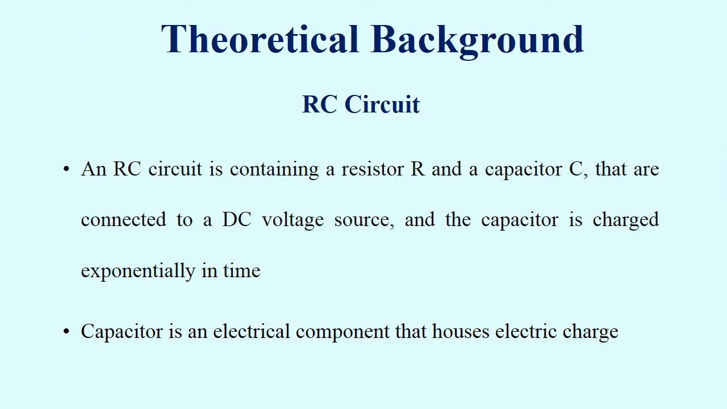Firstly, we have to look at the theoretical background of this experiment. So, what is the RC circuit? An RC circuit contains a resistor R and a capacitor C that are connected to a DC voltage source, and the capacitor is charged exponentially in time. A capacitor is an electrical component that houses electrical charge, and it has the ability to both charge and discharge itself through a series connected resistor. The time required for the capacitor to fully charge or discharge is basically known as the time constant.